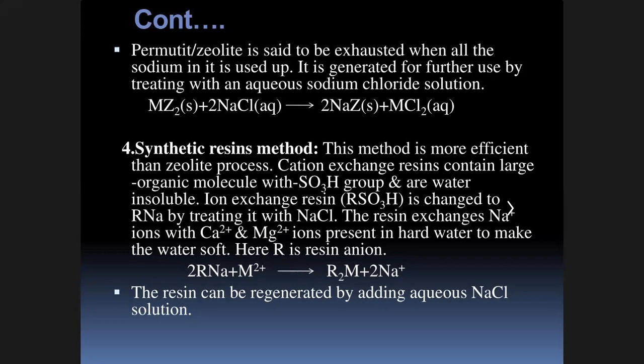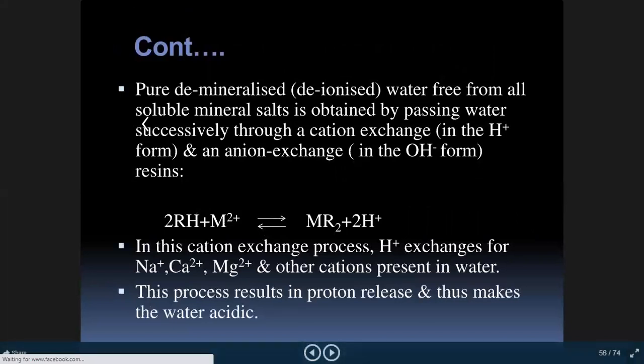Synthetic resin method. This method is more efficient than the zeolite process. Cation exchange resins contain large organic molecules with groups and are present in insoluble form in water. So the same ion exchange method is also there. In this we take resin to regenerate the compound and separate the salt, NaCl compounds or salt, from the water. So for example, if we have RNa and we add M2 positive, M2 positive means it can be Ca2 positive and Mg2 positive. So you will get your compound and you can remove the hardness of water. Okay.